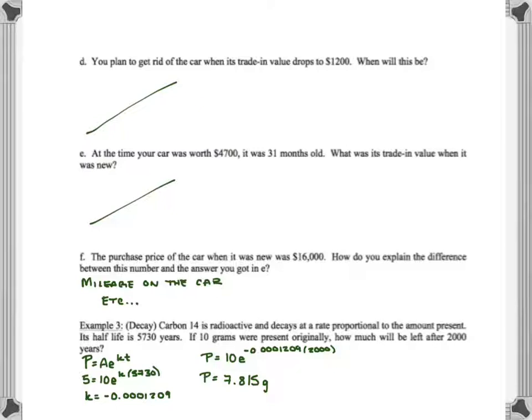If 10 grams were present originally, and its half-life is 5,730, then half of 10 is 5, and time is 5,730, and I solved for the k value. k comes out to be, in your calculator, negative 1.209e to the negative 4, so you can translate that to negative 0.0001209. Create an equation, 10e to the negative 0.0001209 times 2000, and you get P equals 7.85 grams. So that's how you do example 3.